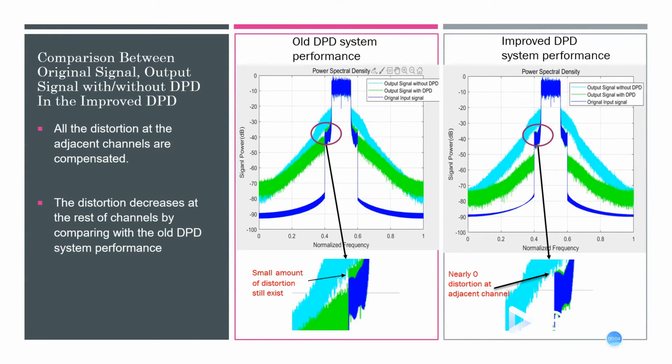In the improved DPD system performance, the distortion at the adjacent channel is near 0. And in the old DPD system performance, the distortion at the adjacent channel still exists. And the distortion also decreases at the rest of the channels, compared with the old DPD system performance.